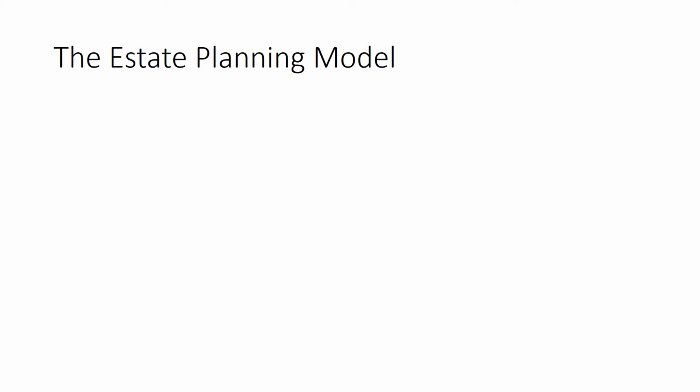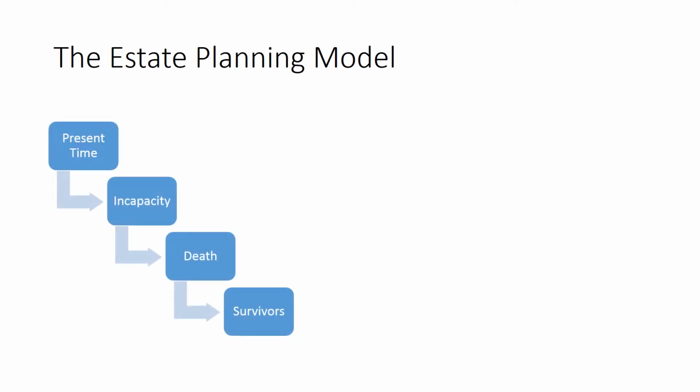The estate planning model itself is fairly simple and straightforward. We start with where we are right now and look at the transitions in terms of what happens in the event of an incapacity, and then a death, and then the survivors. In each of these transition stages, we want to look at several key objectives. These objectives include who is going to make decisions when you are not available to make those decisions, either for yourself or for the rest of the family.